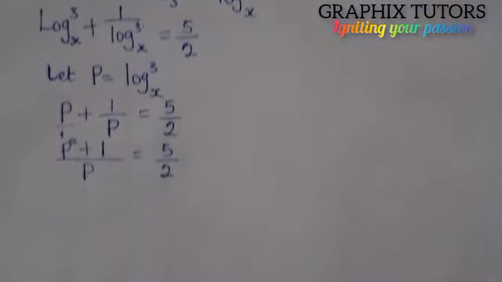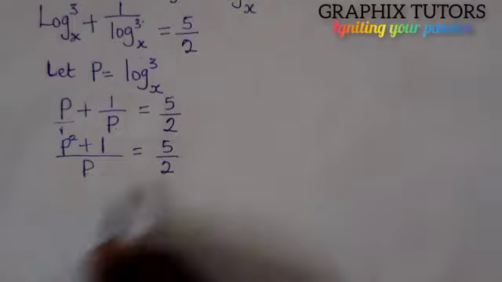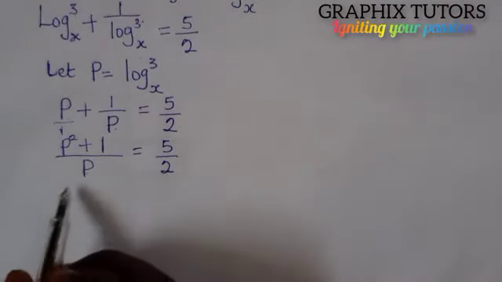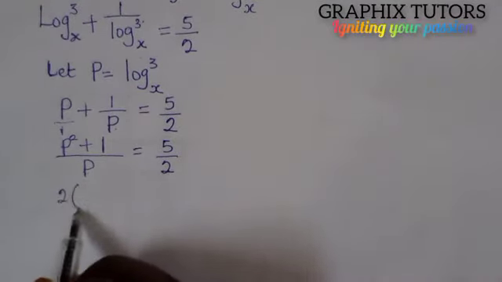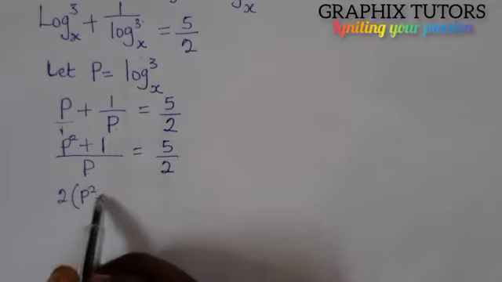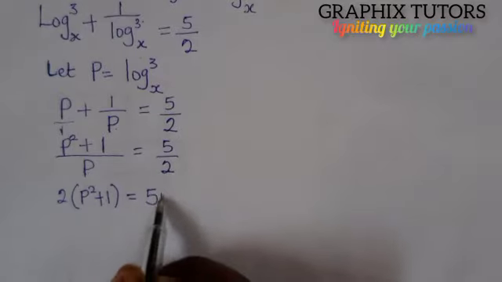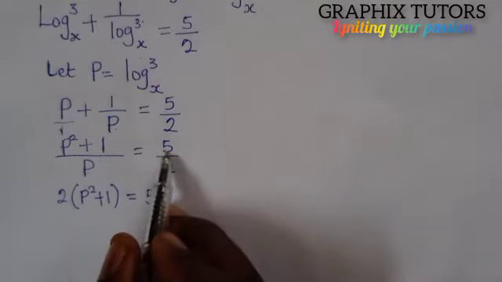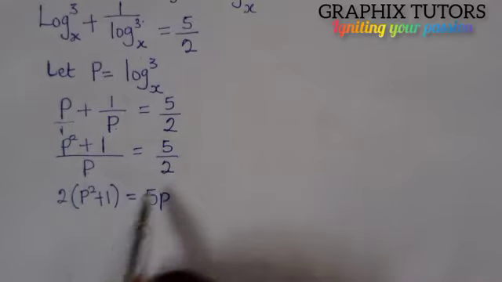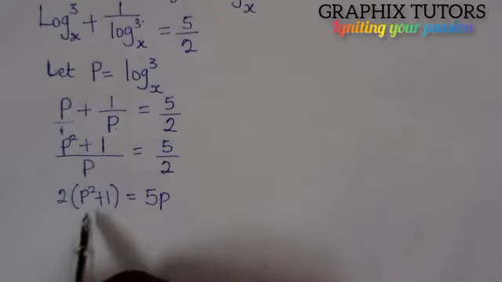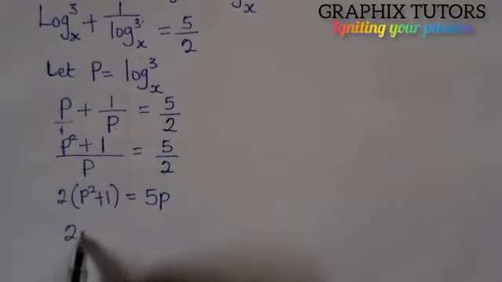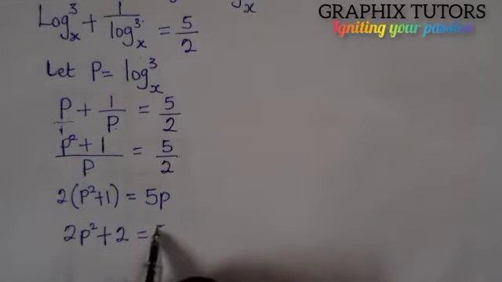Now if I cross multiply, this 2 is coming up. So we have 2 into bracket p squared plus 1 equals 5p, because this p is coming up to multiply the 5. If you expand, 2 times p squared gives 2p squared, plus 2 times 1 gives 2, equals 5p.